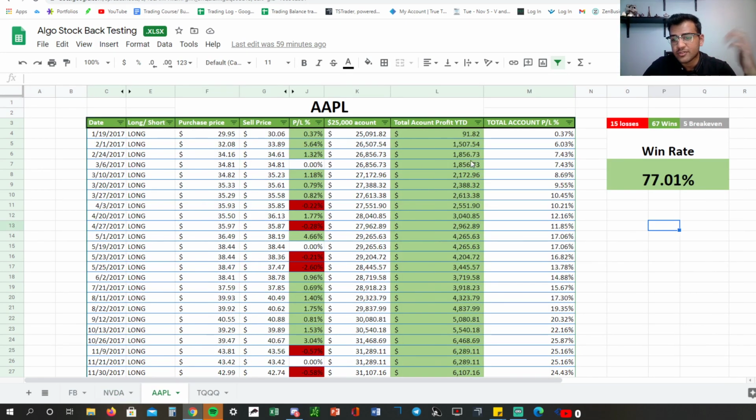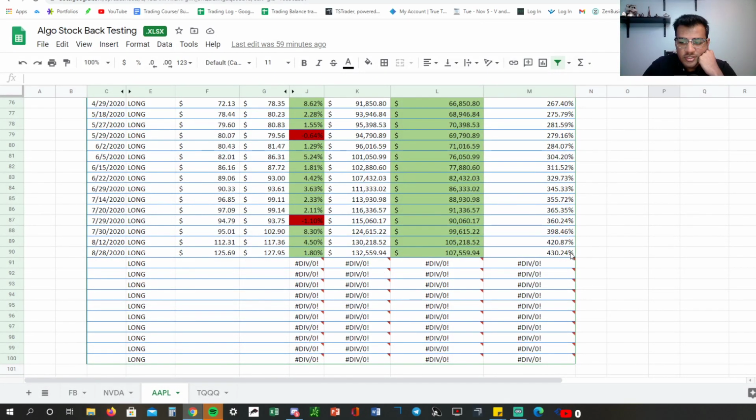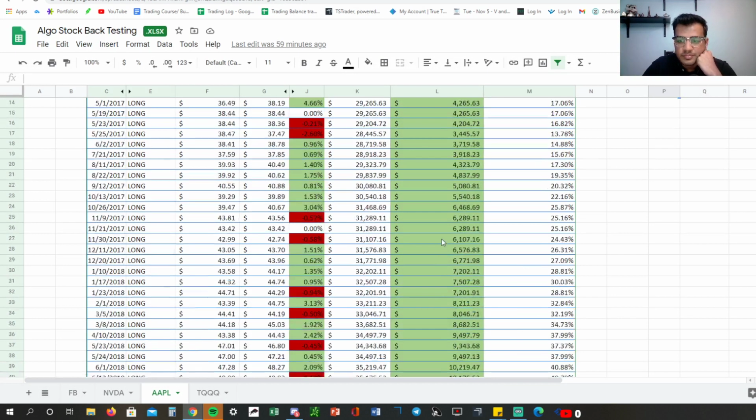Let's look at Apple, everyone's favorite. How much would you have made in Apple if you just used the Algo's alerts? Past 4 years, 430%, 107,000.